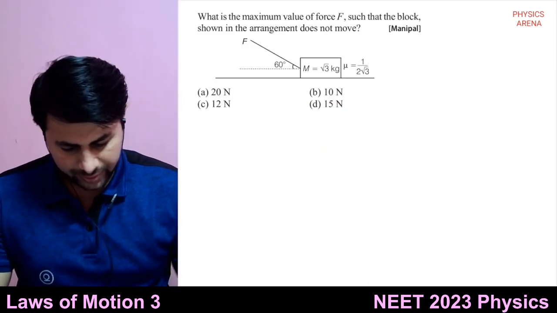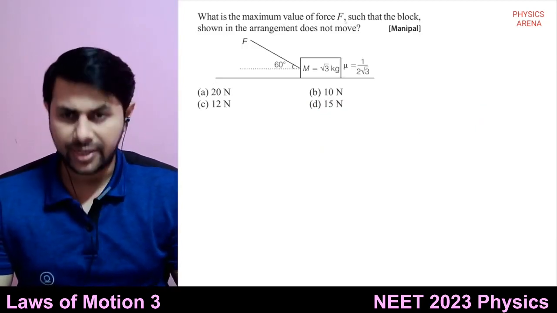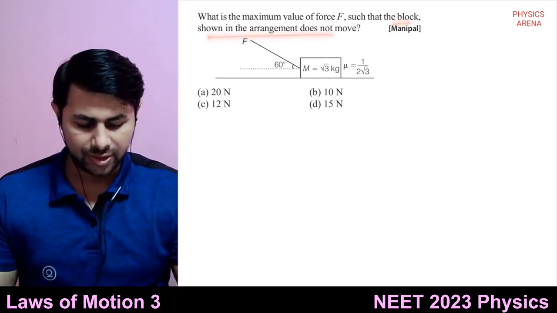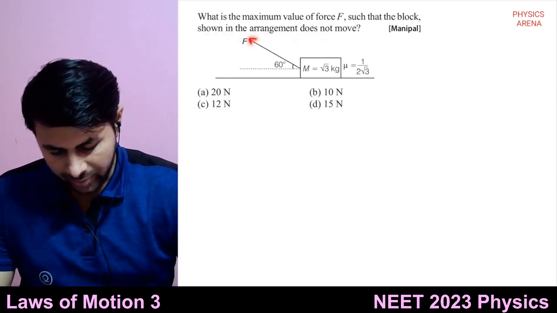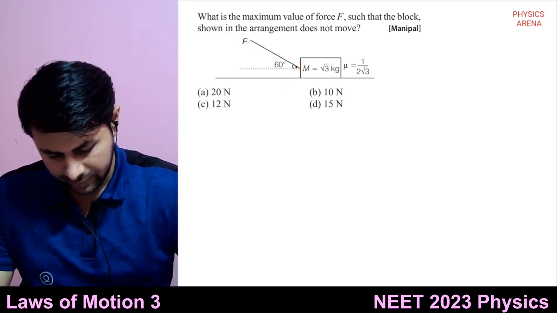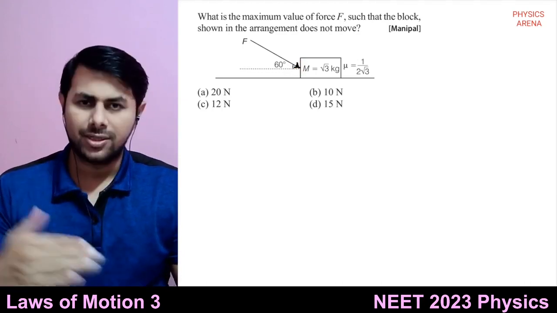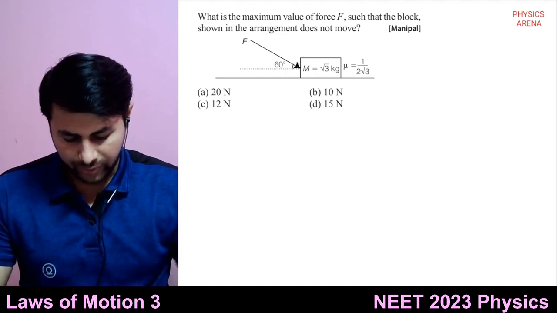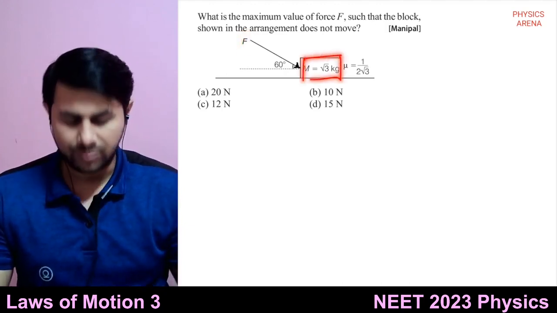All right. So this problem is, what is the maximum value of force F such that the block shown in the arrangement does not move? Okay, so the arrow of this force is not like this, it is like this. So force is acting slanting downwards on this block. So now we have to find out the maximum value of this force such that this block does not move.